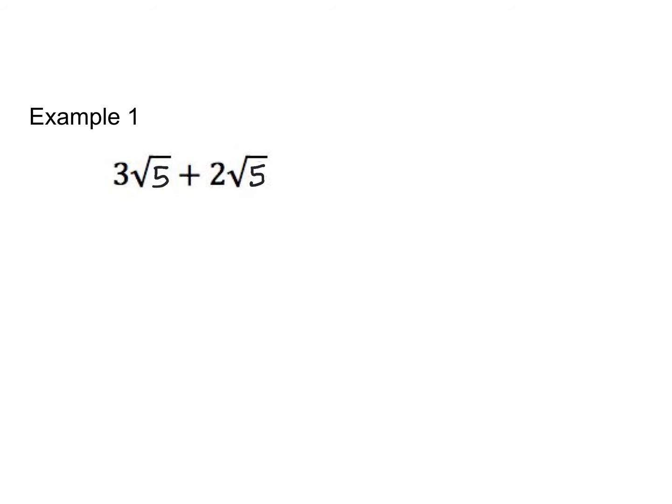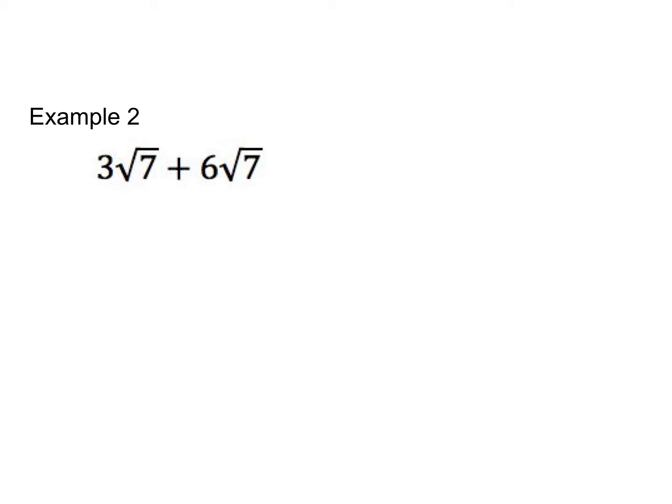The other thing I'm going to check is this is the square root of 5, and this is also a square root of 5. Because the numbers underneath the square root sign are the same, I can add the coefficients, or the front numbers, together. So I can say 3 plus 2. 3 plus 2 is 5. And then we still have that square root of 5 at the end. So the final answer for this is 5 square roots of 5.